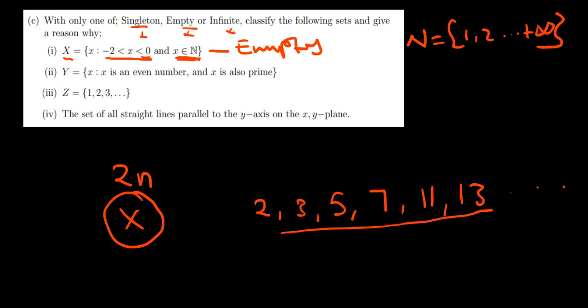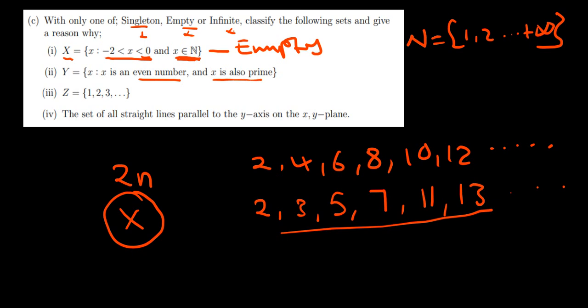Let's write even numbers on top here. So we have 2, 4, 6, 8, 10, 12, until forever. Here they are saying x is an even number and x is also a prime number. So we are finding a number that should be in the set of even numbers and should also be in the set of what? Prime numbers. So that number is only one, as we can see from the list that I've given here. We only have one number which is prime and also even. It's just the 2 there.